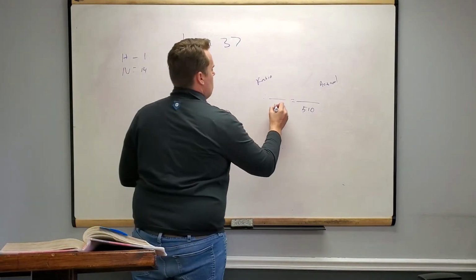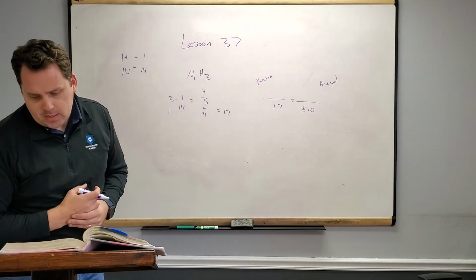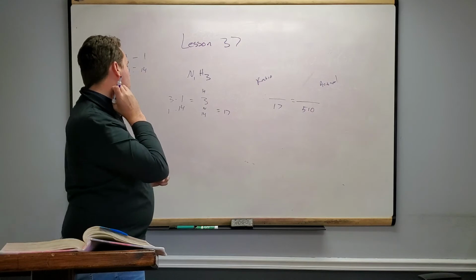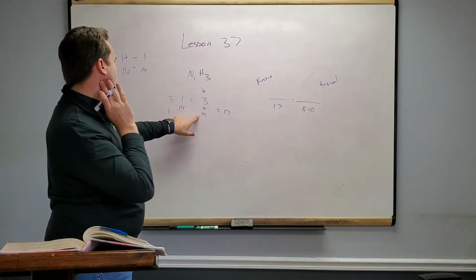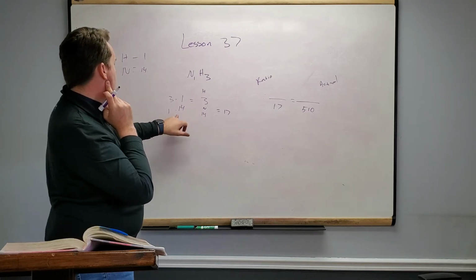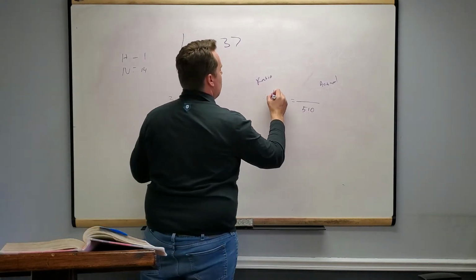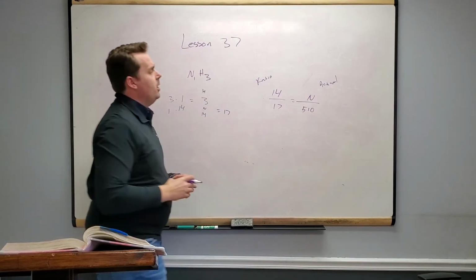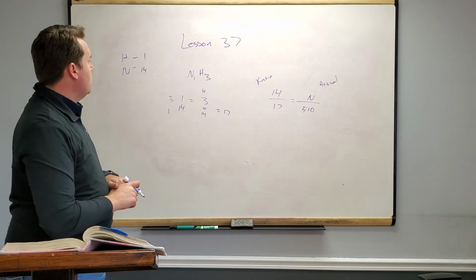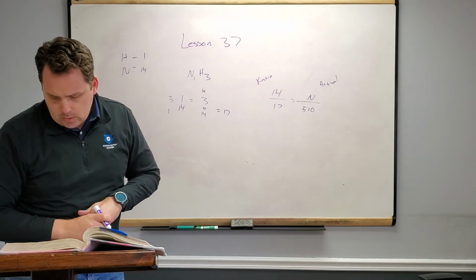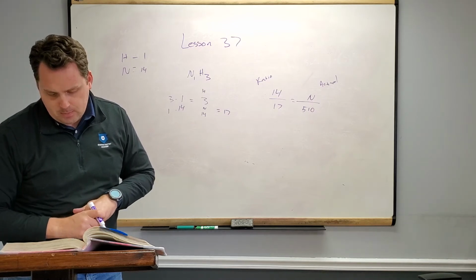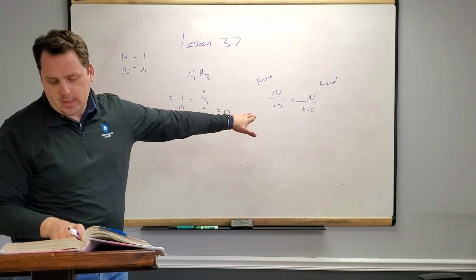And they're asking for which one? They said how much does the nitrogen weigh? So we're looking for the nitrogen total, and the nitrogen was going to be 1 times 14. So it's 14. The N is right here. So I'm going to use nitrogen over total: N over 510 equals 14 over 17. So we're going to use the 14 over 17 like I said.